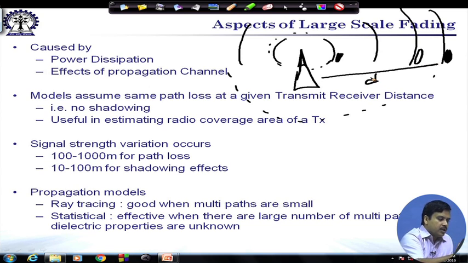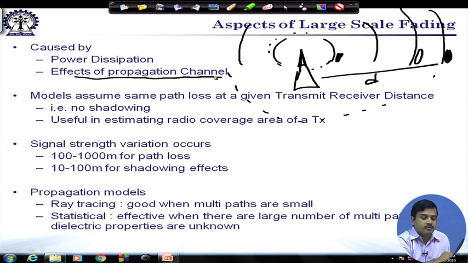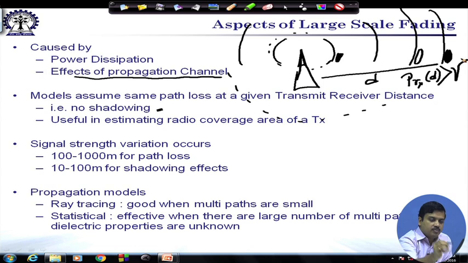These models capture the effects of the propagation channel. We will see some of the effects of the propagation channel in a few lectures to come. These models assume the path loss at a given transmitter receiver distance, that means there is no shadowing. We will discuss what shadowing is. It is of course useful in estimating the radio coverage area of the transmitter, that means, up to what distance the received signal strength as a function of distance is greater than some threshold.